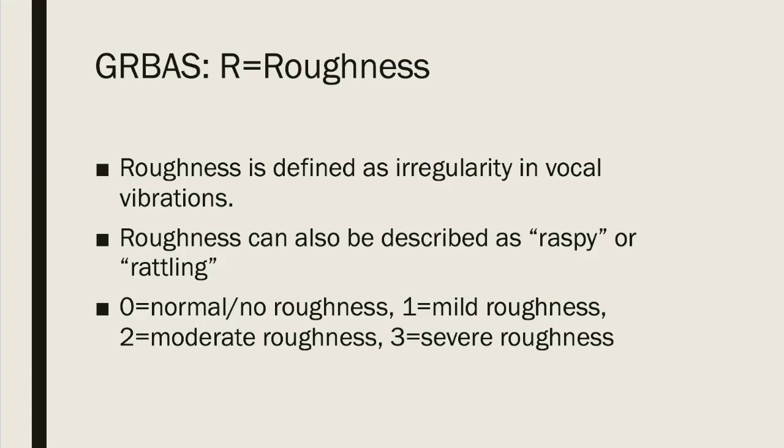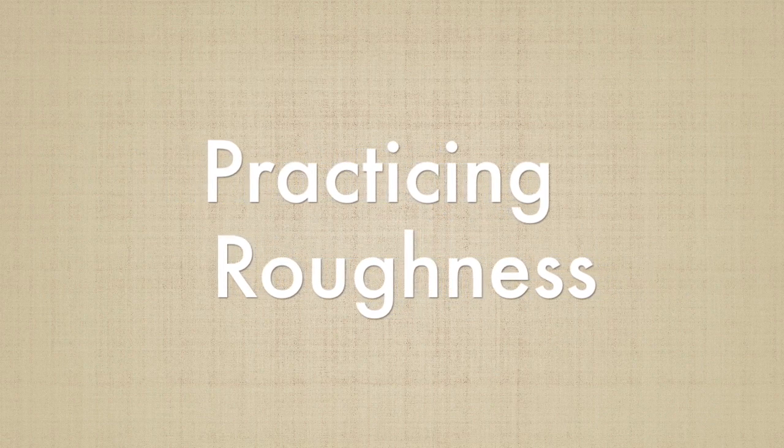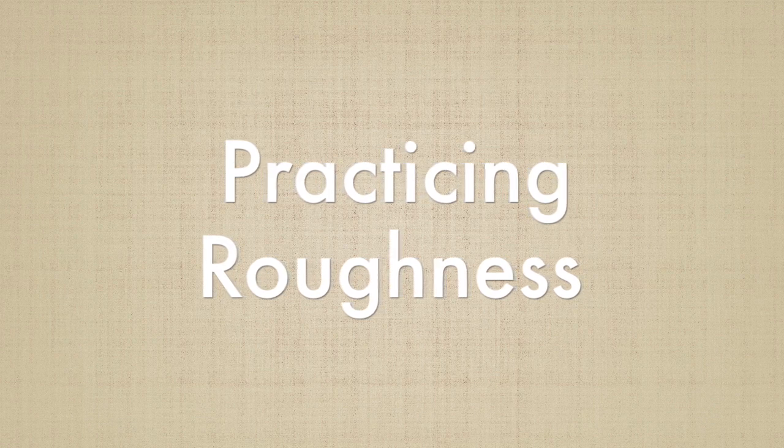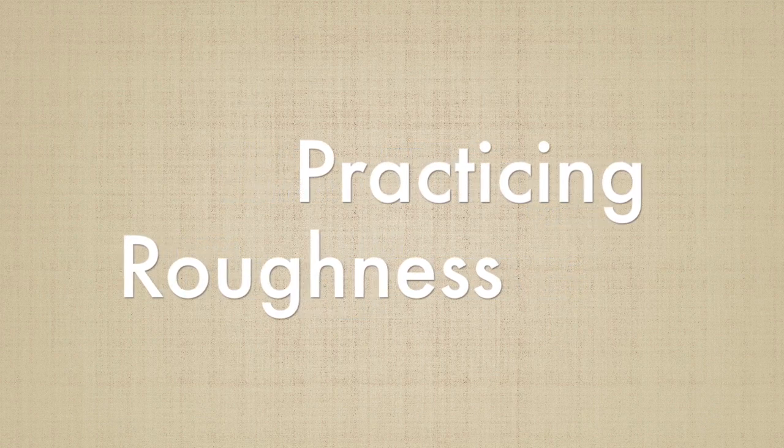Roughness is defined as irregularity in vocal vibrations. Roughness can also be described as raspy or rattling and sometimes sounds like 2 tones at the same time. This is different from the GRBAS scale's definition of hoarseness in that roughness is a specific quality to listen for and hoarseness refers to the overall level of disorder. Using the same audio sample and the same Practice Sample 1 GRBAS scale from the front page of your packet, let's practice rating roughness.